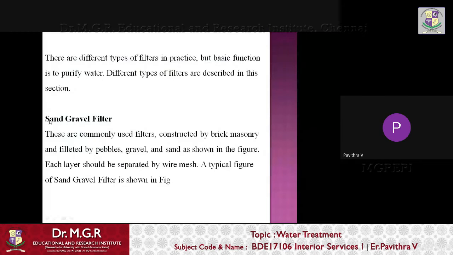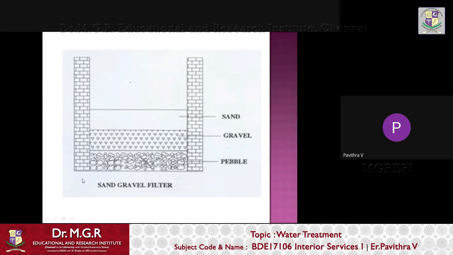So first is the sand gravel filter. In filtration, we had also seen rapid sand filtration; I think you would have remembered everything. It is nothing but a layer of sand and a layer of gravel. This is the diagram which shows you the sand, gravel and the filter.